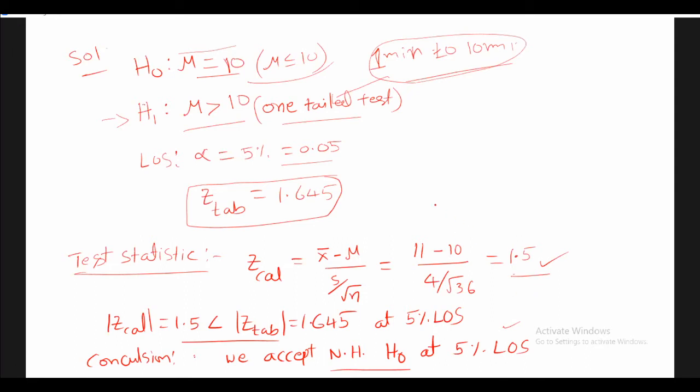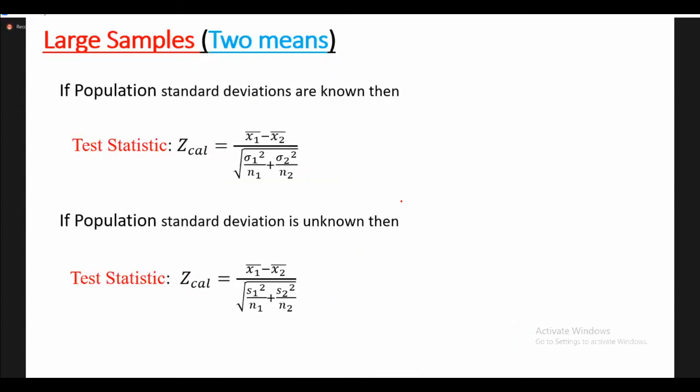Okay. This is about the large sample single mean. I hope all of you understood. The testing of hypothesis contains only 5 steps. Now we'll move to the next one: large samples, 2 means. Put a side heading, large samples, 2 means.